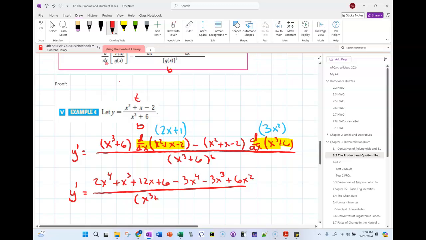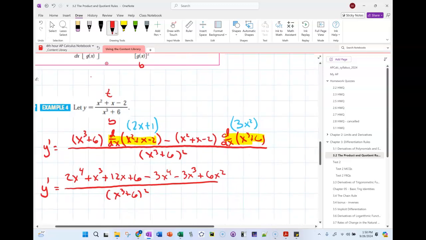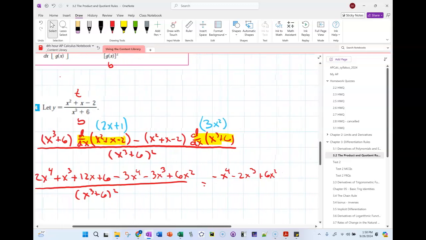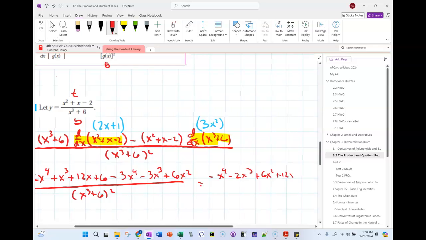Is everybody okay with how I FOILed and distributed there? Kind of a hassle, but whatever. Now if we combine like terms, I have a negative x to the fourth, and I have a negative 2x cubed, and I have a 6x squared, and then I have a 12x, and I have a 6.